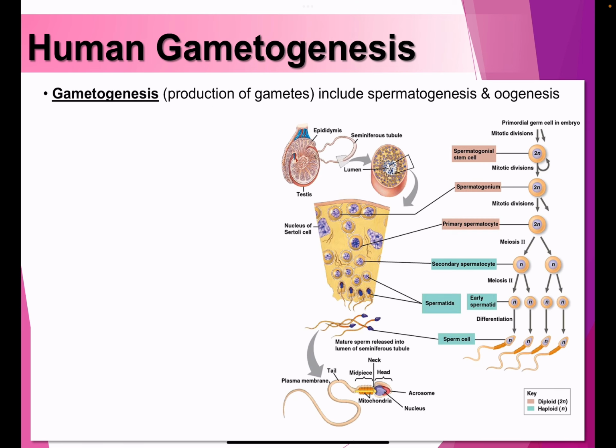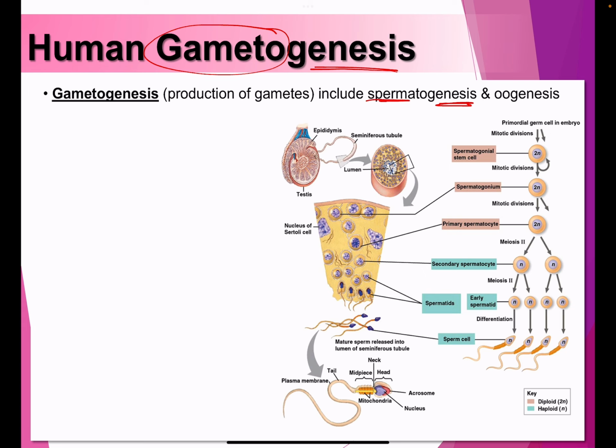All right, and then you have the process of human gametogenesis. I always tell my students it's very easy to remember what this process is. Genesis means production of, generation of what? Gametes. So that's why it's called gametogenesis, for production of gametes. And for males, they have spermatogenesis, so generation of sperm.